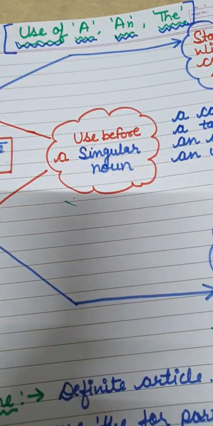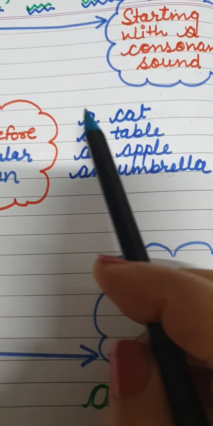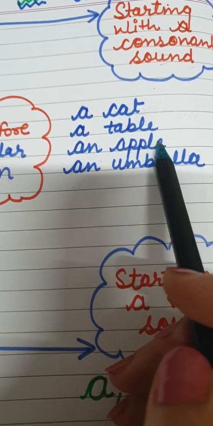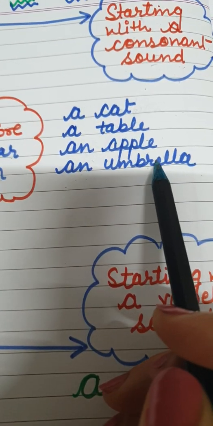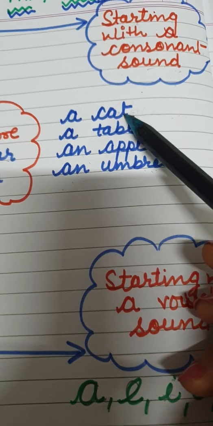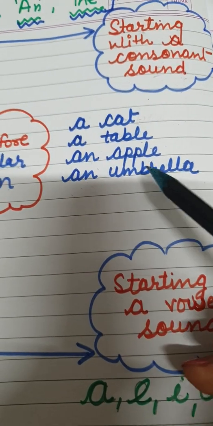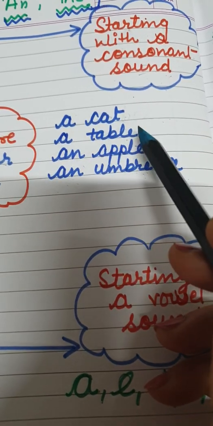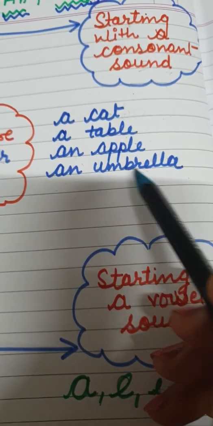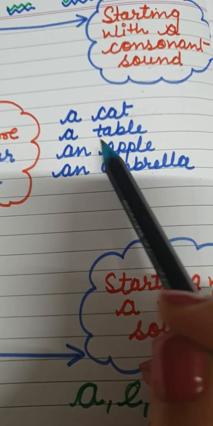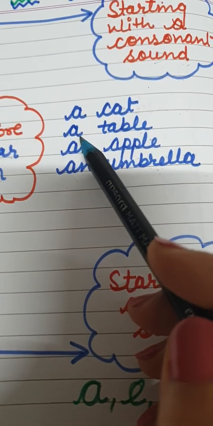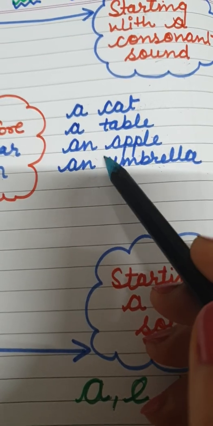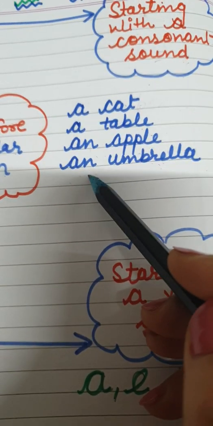Let's see a few more examples. A cat, a table, an apple, an umbrella. Here kids, you can see all these objects are single in number. A cat, one cat. A table, one table. One apple and one umbrella. So that's why we are using either a or an. But where to use a and where to use an?